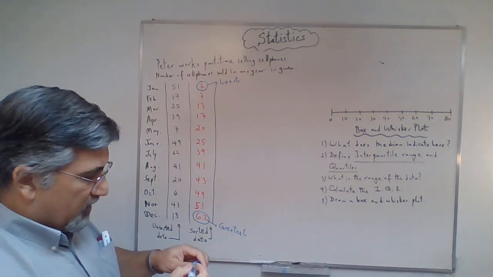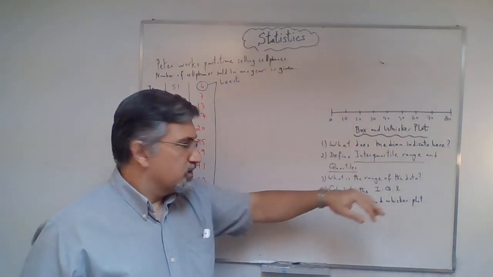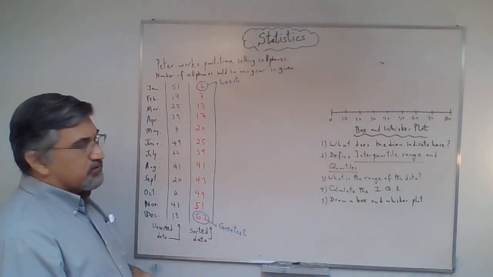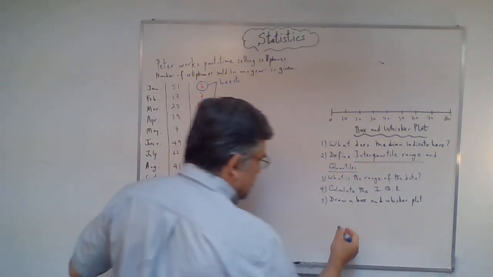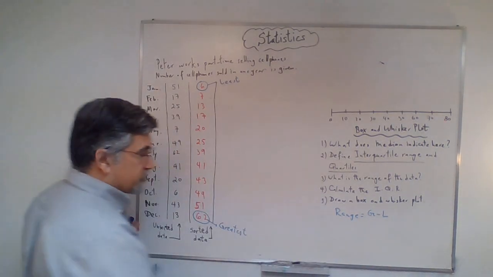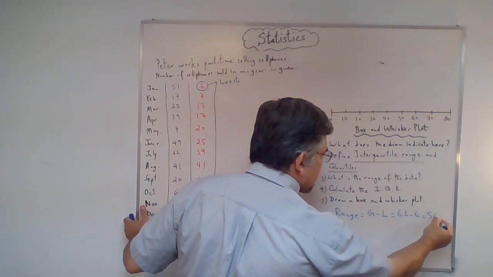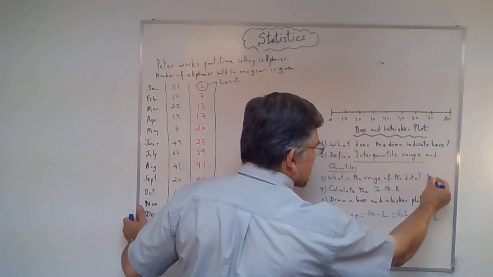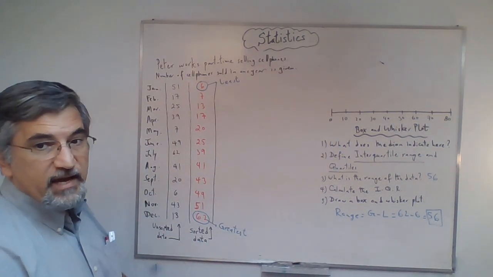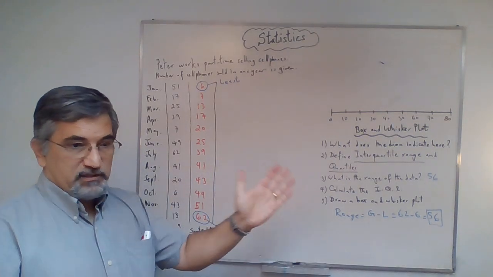And right away, we can actually calculate the range of the data. There's a whole bunch of questions here. Question number 3, it says, what is the range of the data? So the range of the data is not that difficult to find. We can say range equals the greatest value minus the least value. So that's 62 take away 6. That's going to be 56. So the answer is 56.